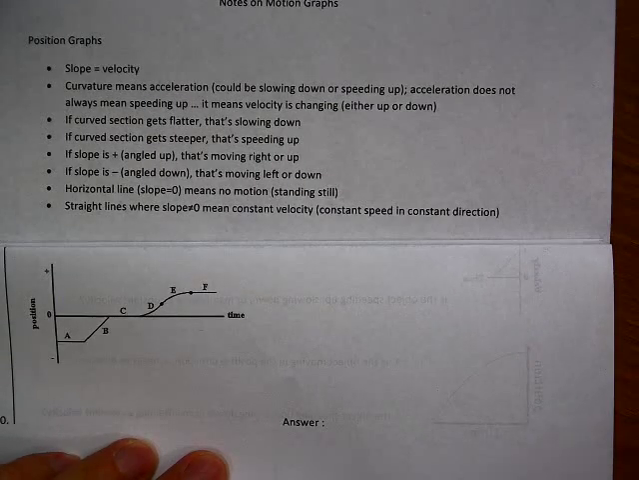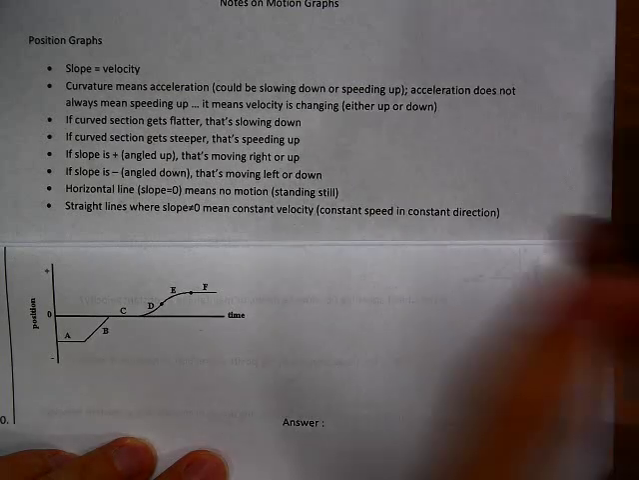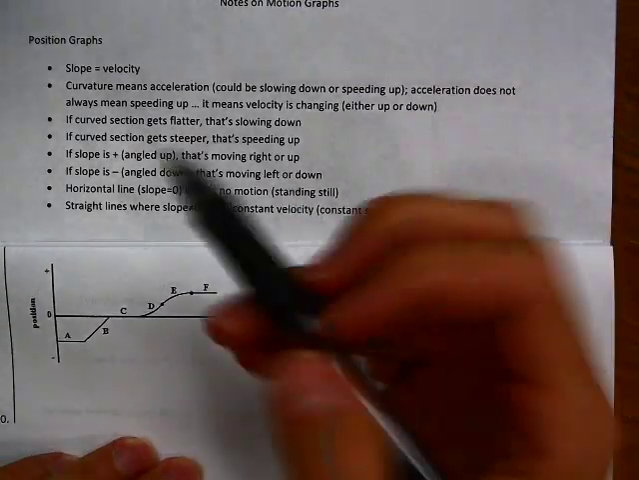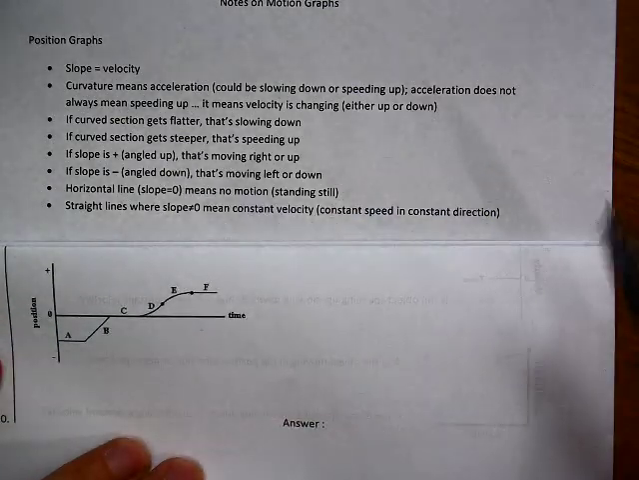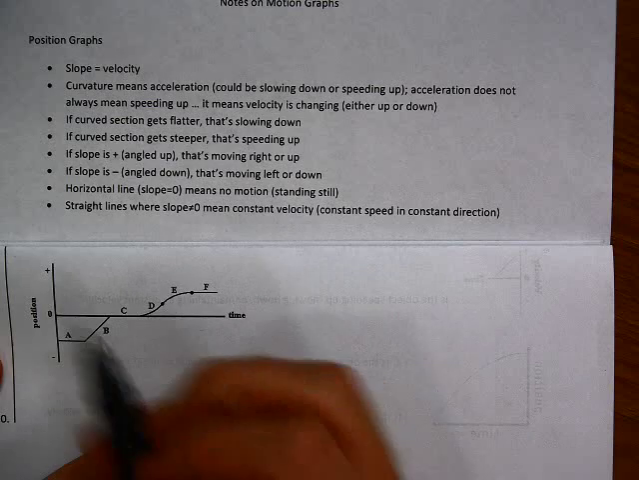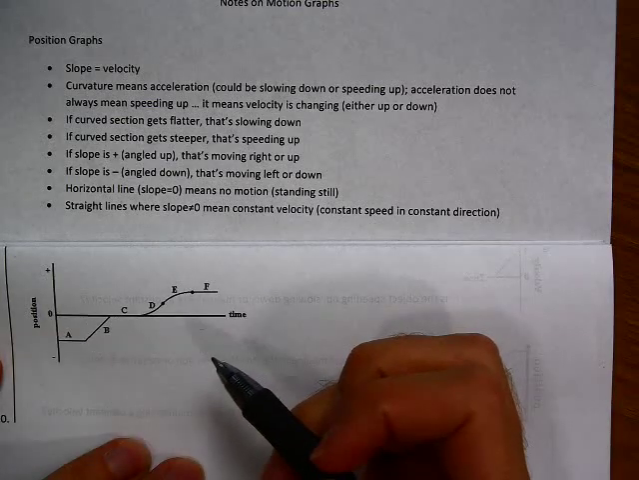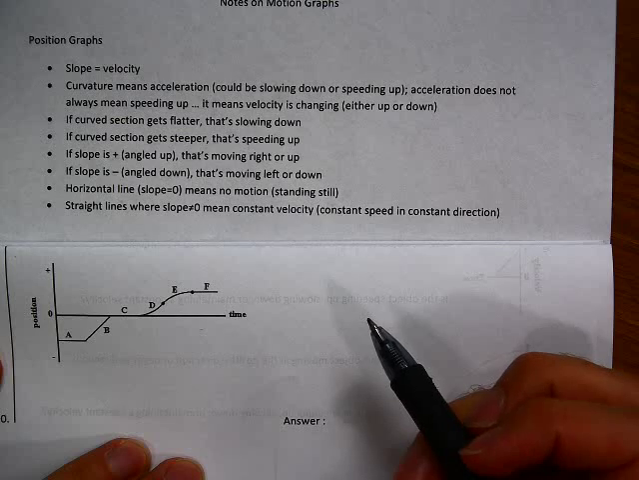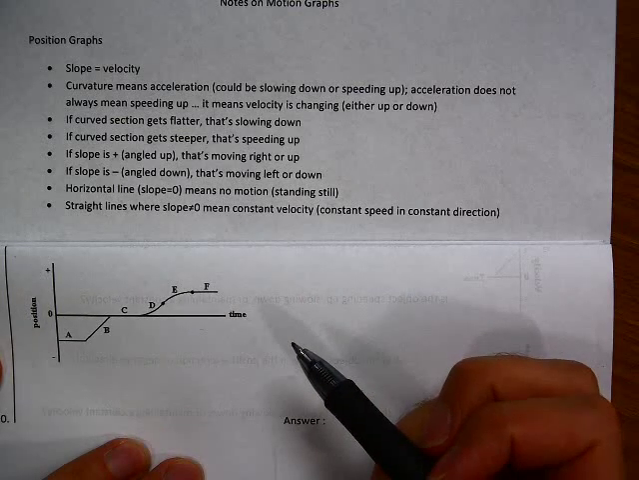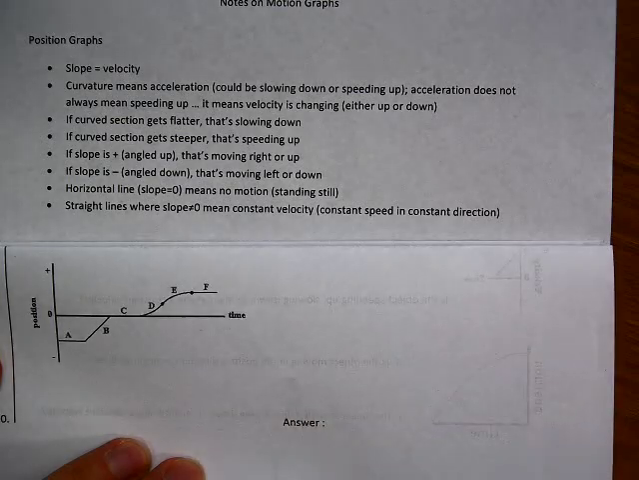This video is meant as a tutorial on interpreting motion graphs. First off, whenever you look at a graph, you should look at the y-axis and check to see what it says. Normally it'll say position or displacement, or it might say velocity. Right now we're looking at a position graph, otherwise known as a displacement graph.